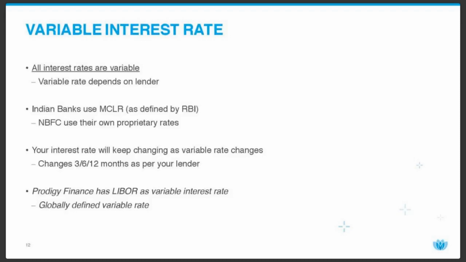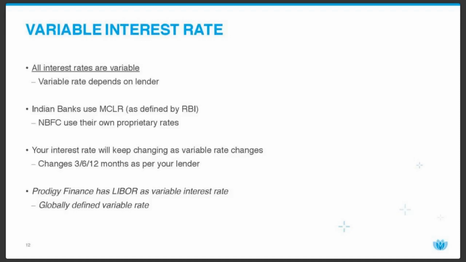And also keep in mind that the process of calculating MCLR is defined by the RBI. So it is super transparent and it is easy to understand how that is calculated. However, NBFCs use their own proprietary rates and they're free to change the rates as and when they want. Prodigy Finance uses a globally defined variable rate, which is called LIBOR. It stands for London Interbank Offer Rate. So that is a variable rate that is used by financial institutions across the globe, and trillions of dollars is lent over it.